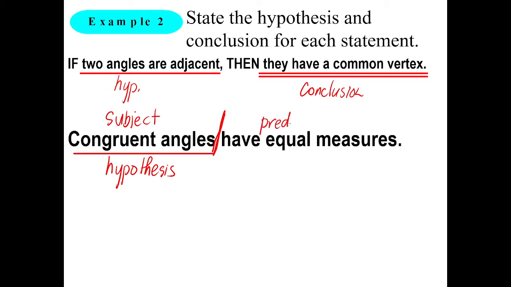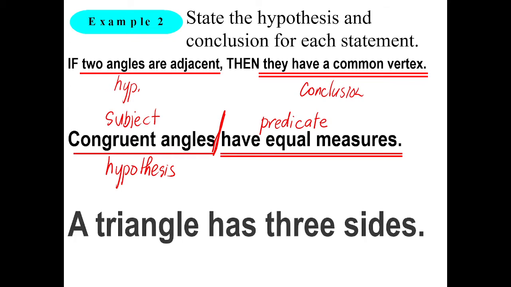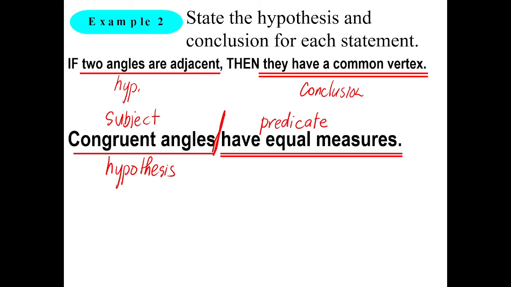So meaning, our predicate starts with a verb or linking verbs like is, are, write, measures, eat. You know what verbs are. Those are action words. So this is our conclusion. Sorry. This will be our conclusion, which is the predicate part.